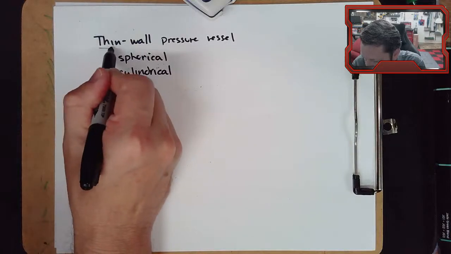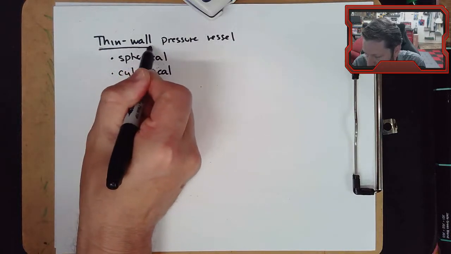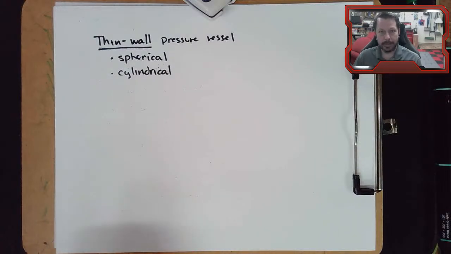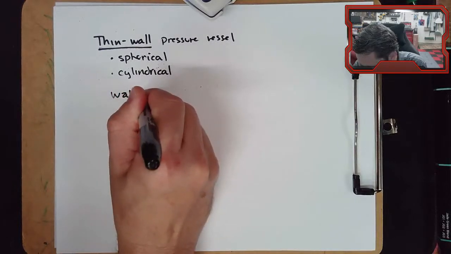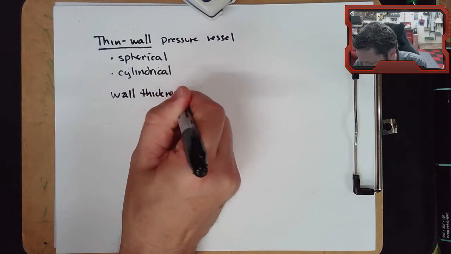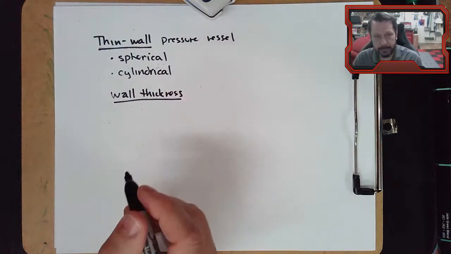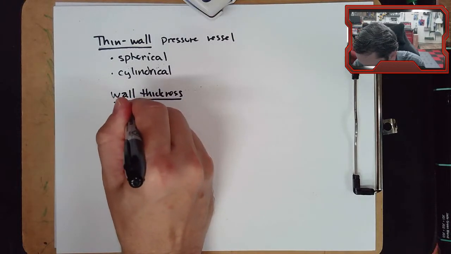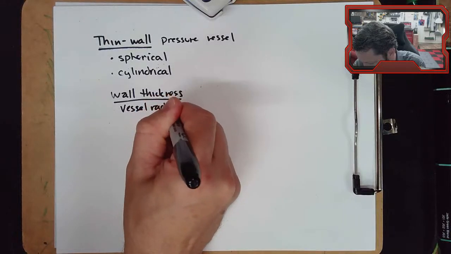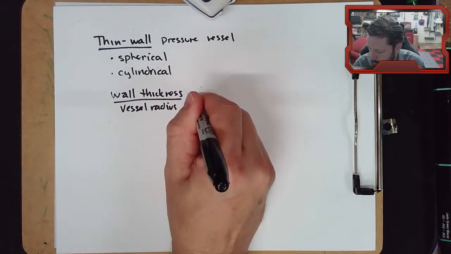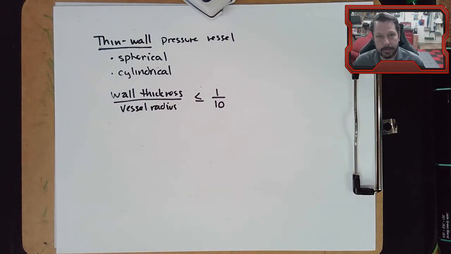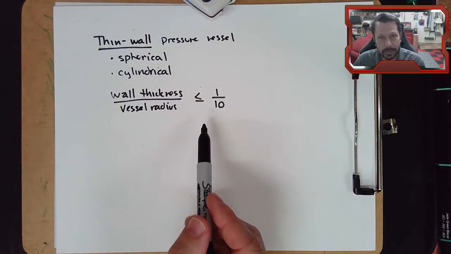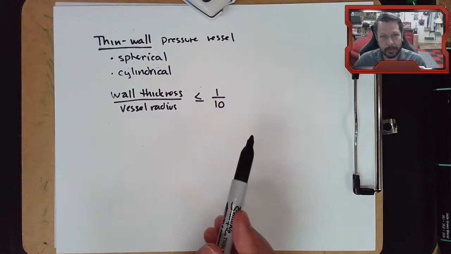For them to be thin wall, we do have a little bit of constraint on how thin the walls need to be, and that's going to be the wall thickness divided by the vessel radius. That ratio needs to be less than or equal to 1/10. So the radius needs to be 10 times bigger than the wall thickness, more or less. And there's not like a hard cutoff between thin wall and thick wall.